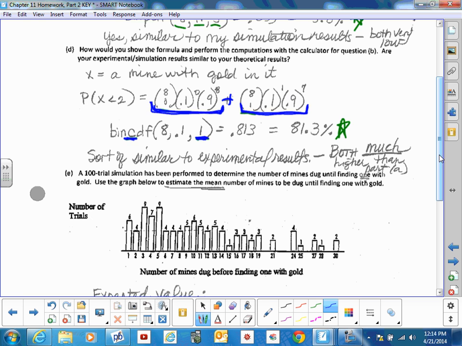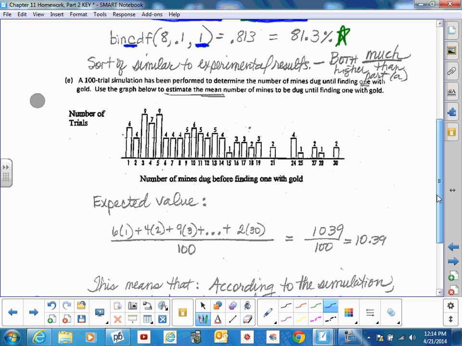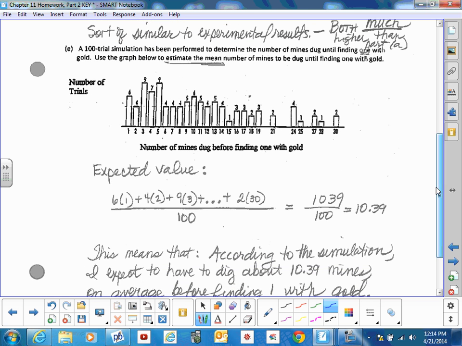Now let's talk about what this means, because I really want you to be able to interpret these histograms. So here we go. This was 100 trials where they figured out the number of mines dug until they found one with gold. This situation means 6 times they had to dig one mine and found gold. This one says 5 times they had to dig 9 mines in order to find gold, and so on.